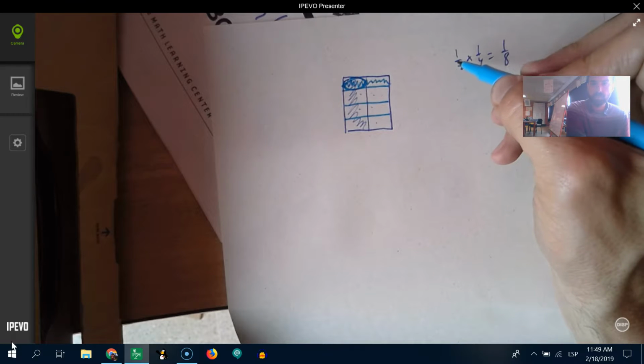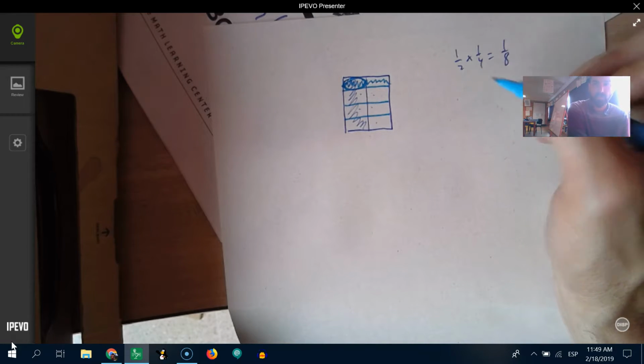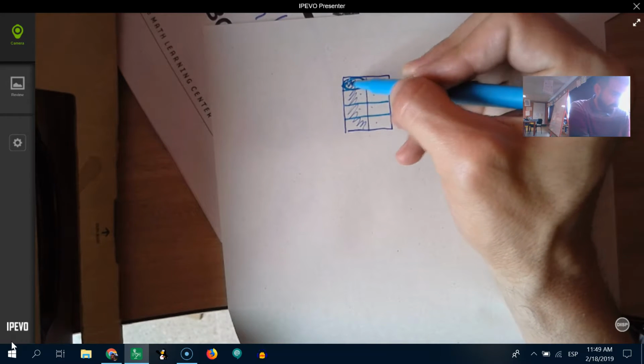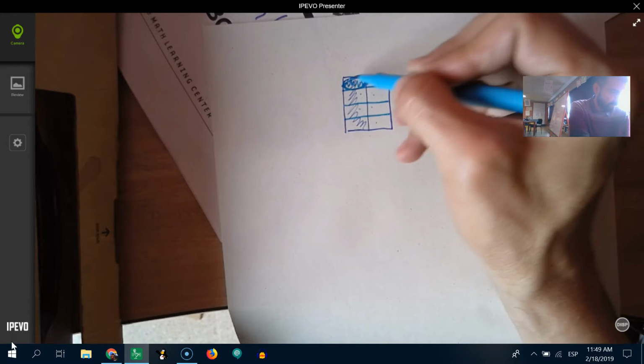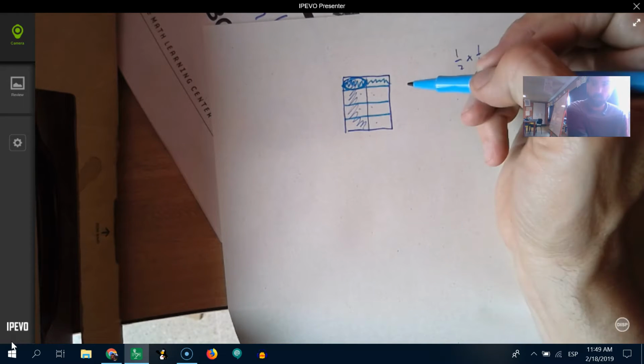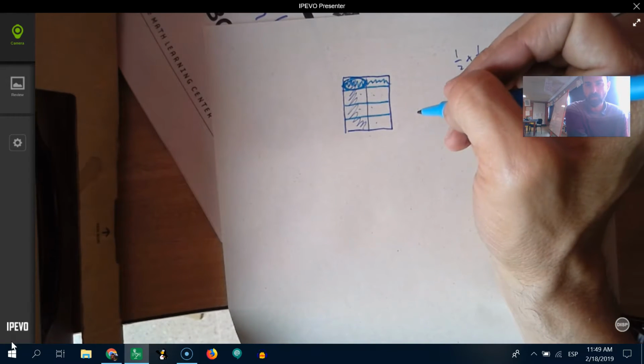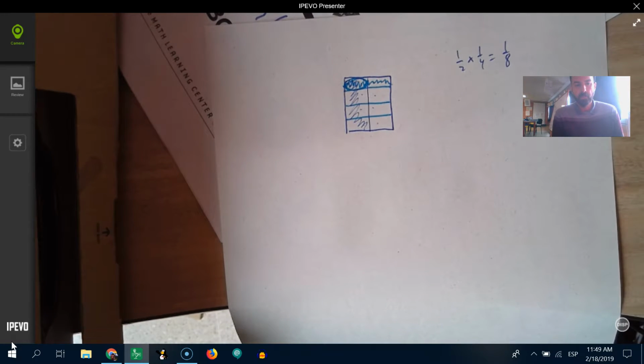So again, we've taken something, we've looked at 1/2 of a fourth or 1/4 of a half, and when we look at 1/2 of a fourth or 1/4 of a half, we get this part of the rectangle, which is 1 out of 8. And you're actually able to do this strategy with all different sorts of fraction problems.